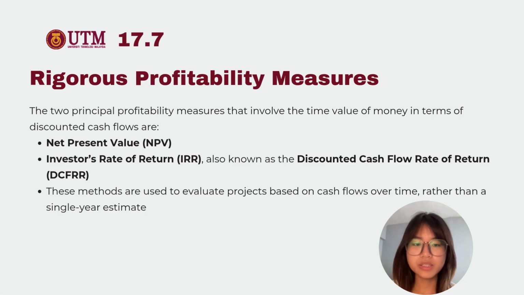Moving on to the rigorous profitability measures, the two principal profitability measures that incorporate the time value of money using discounted cash flows are the net present value or NPV and the investor's rate of return or IRR, which is also referred to as the discounted cash flow rate of return. Unlike approximate methods, these measures evaluate a project based on cash flows over its entire lifetime, making them more accurate and suitable for final investment decisions.